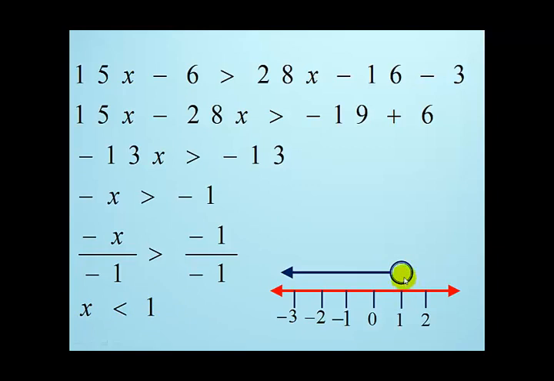Take note, x less than 1. Values of x less than 1 are values on the left of 1, and that is why the arrow is pointing to the left. So this is the number line of the inequality x < 1.